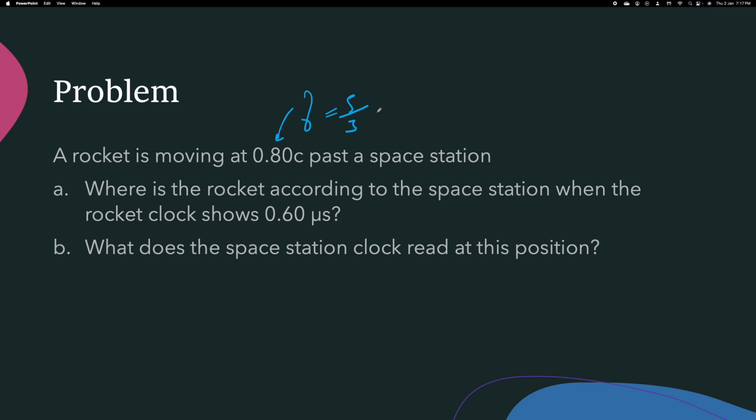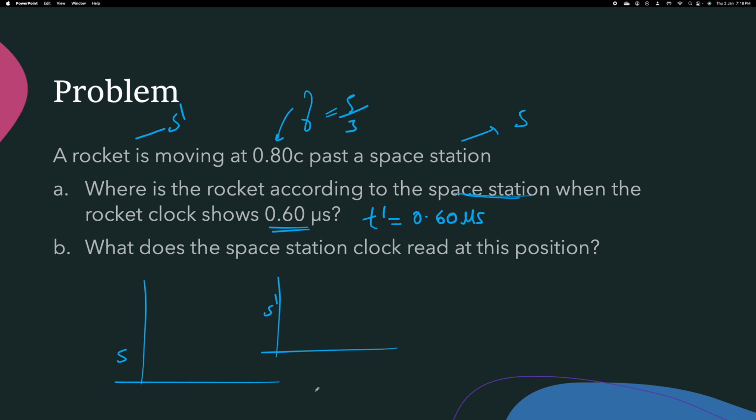Where is the rocket according to the space station when the rocket clock shows 0.60 microseconds? So this is the clock time on the rocket, your t prime value, 0.60 microseconds. Where is the rocket according to the space station? The space station is your rest frame. The rocket is your moving frame. So let's say this is your space station and that's your rocket, S prime.